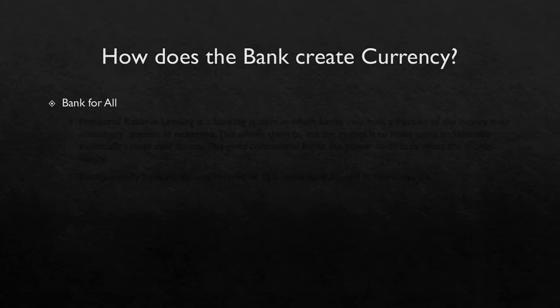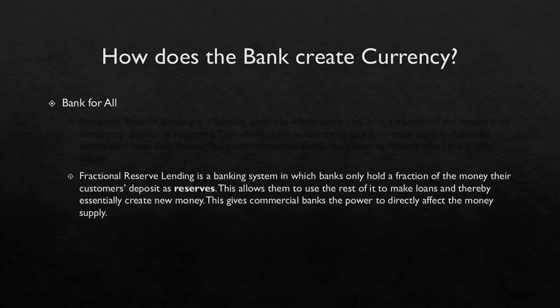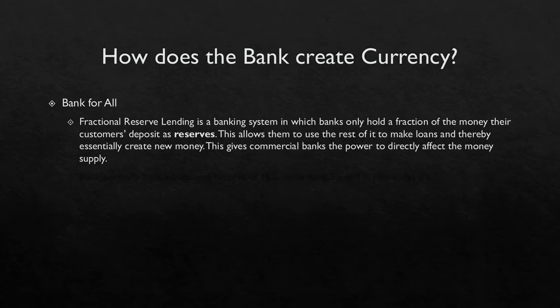All banks have something called fractional reserve lending. Fractional reserve lending is a system in which the bank only holds a fraction of the money that you deposit in it. This is the definition down there. It states that it's a banking system in which banks only hold a fraction of the money that customers deposit as reserve. This allows them to use the rest of it to make loans, thereby essentially creating new money. This gives commercial banks the power to directly affect the money supply.